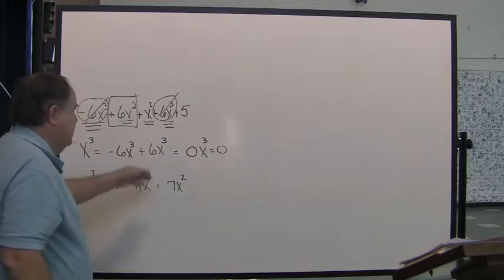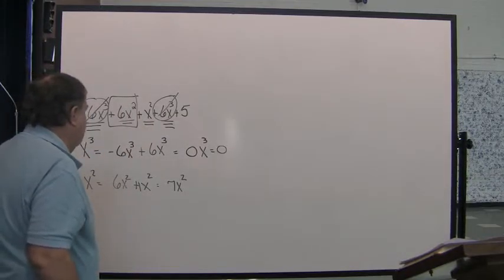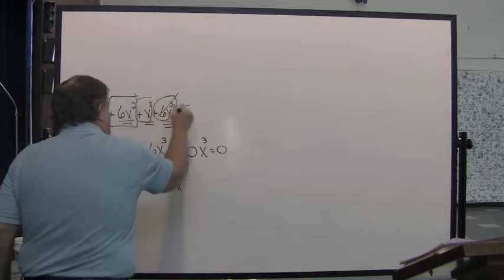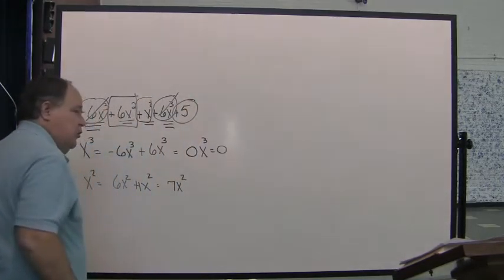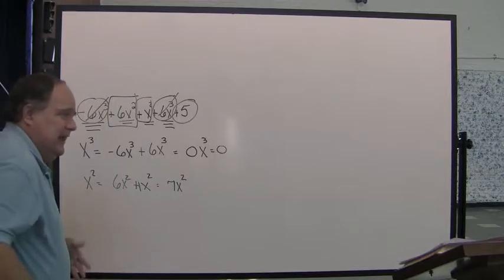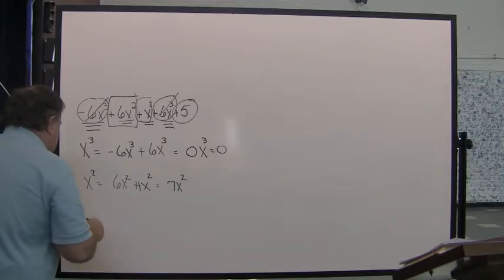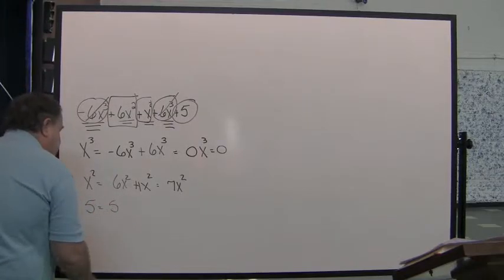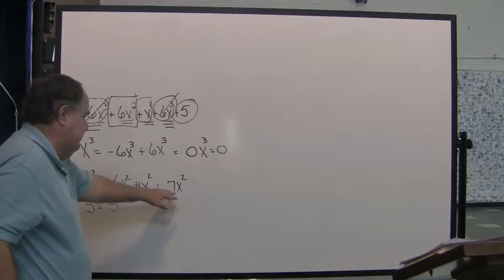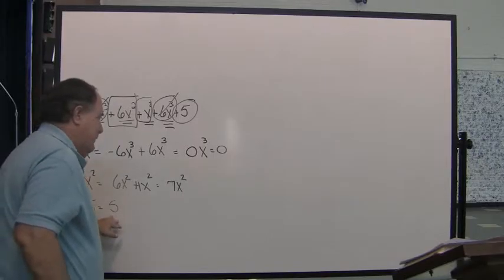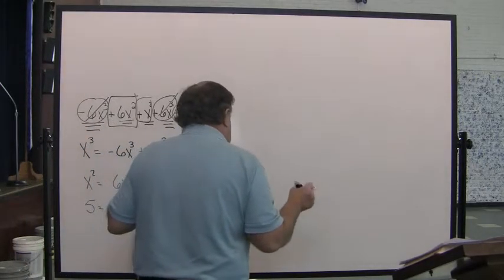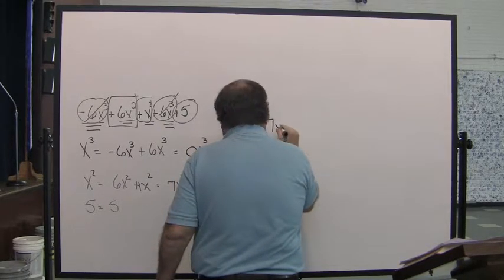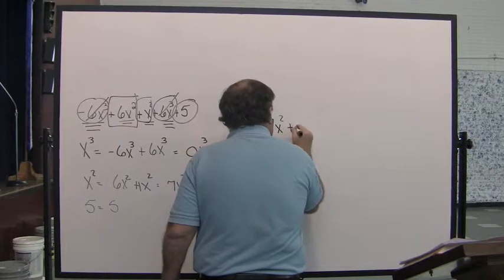Now the last thing I'm going to do is go out hunting, and the last guy to hunt that I find is a 5. It's a porcupine. Nobody wants him. Can't combine with anybody, but we still have to include him. So the porcupine just comes back as a 5. Now, I have a positive 7x squared and a positive 5. After I combine and catch all my animals, it turns out to be 7x squared plus 5.